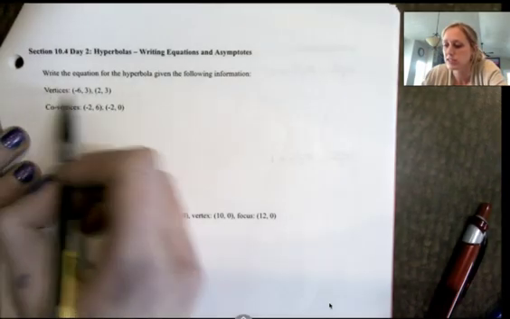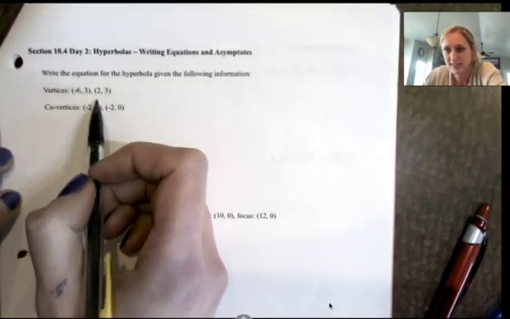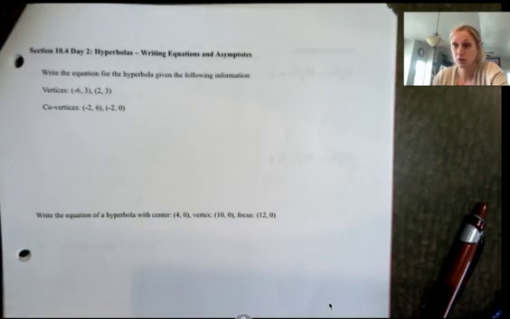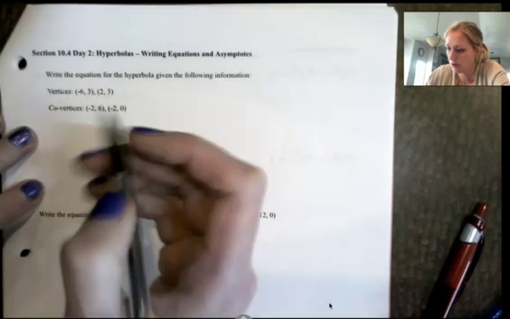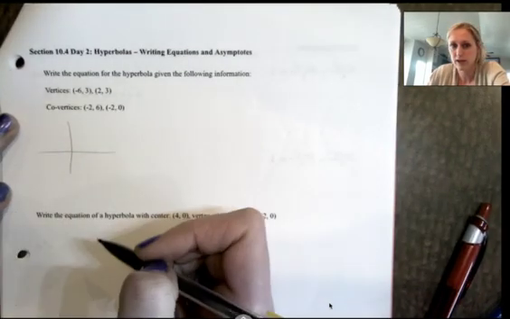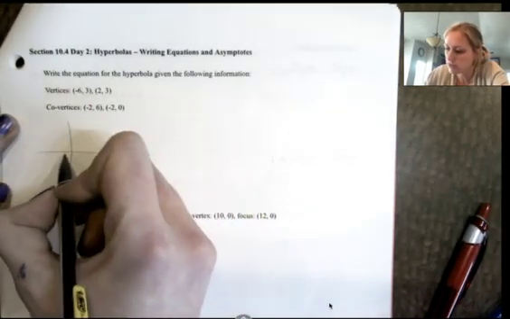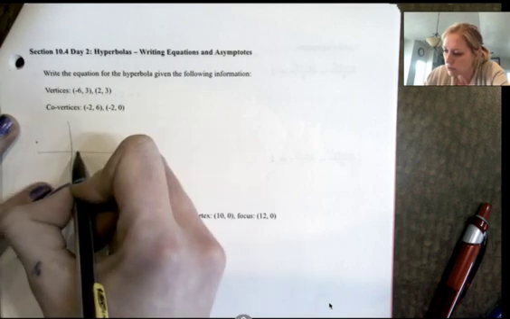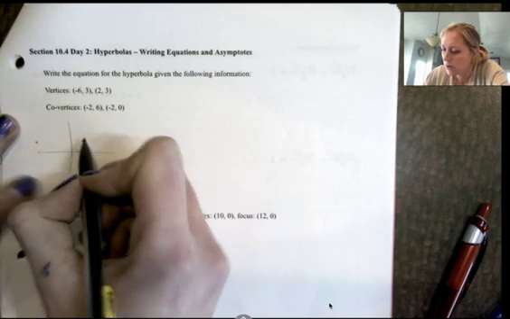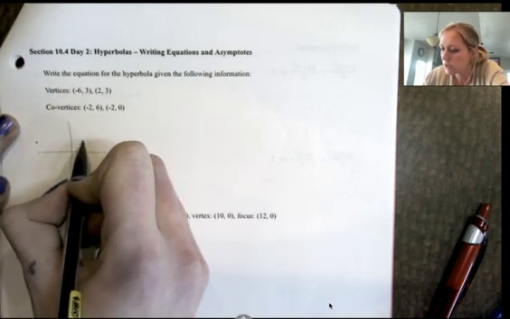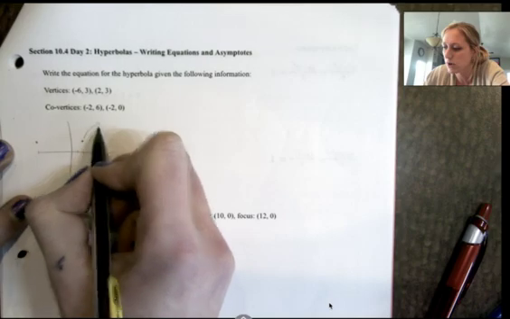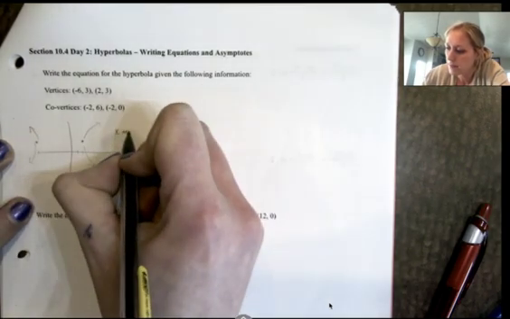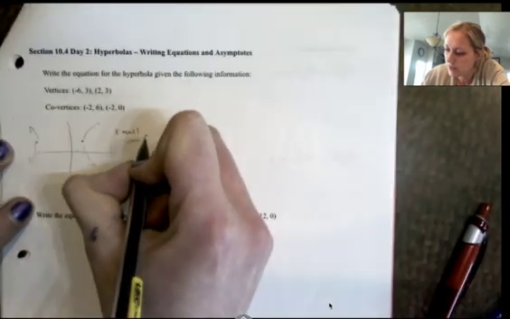So remember, the vertices tell us where the transverse axis is, and that tells us how the hyperbola is oriented. Is it oriented vertical or horizontal? If you just want to sketch yourself an idea of where these are, so -6, then up 3, and then 2, 3. Okay, so these are the vertices. Because they're side to side, it's going to open this way. So that means that x must come first.